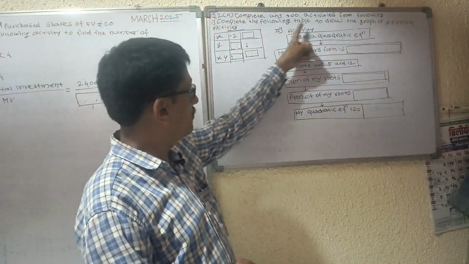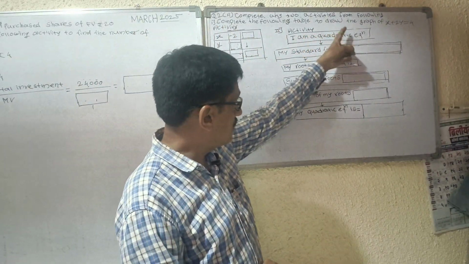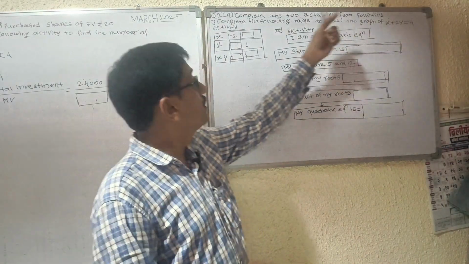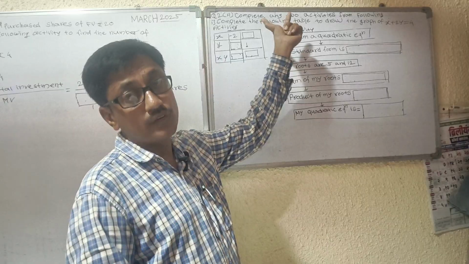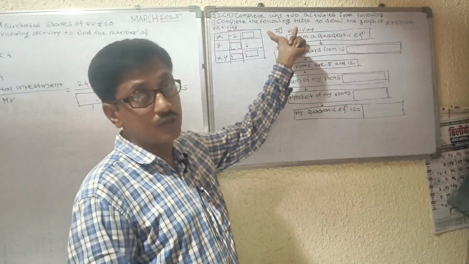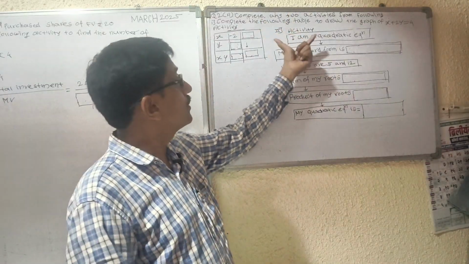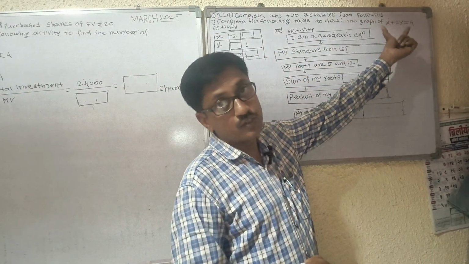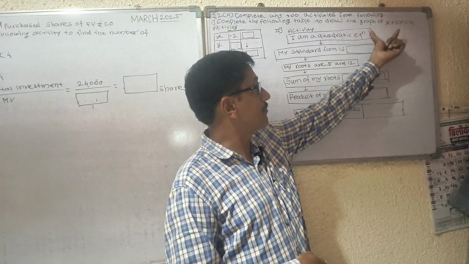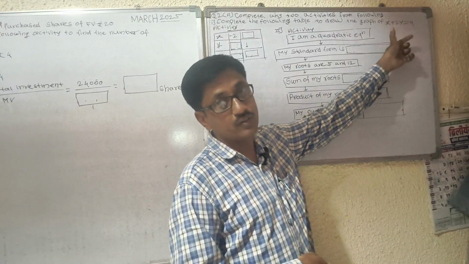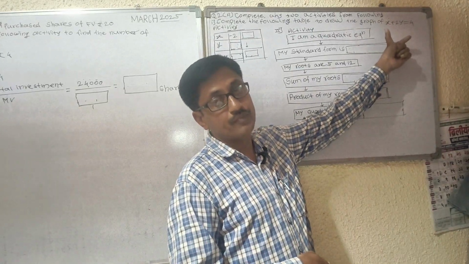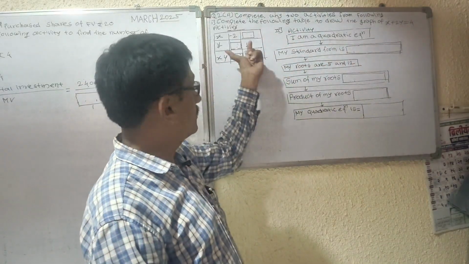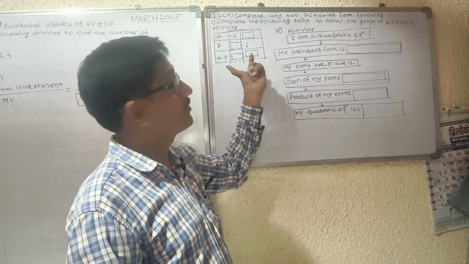Complete the following tables. Draw the graph of equation x plus 2y is equal to 4. Listen carefully and understand what is given. Here this is a two-variable equation, x plus 2y is equal to 4. This is given. What to find? We find the following table.